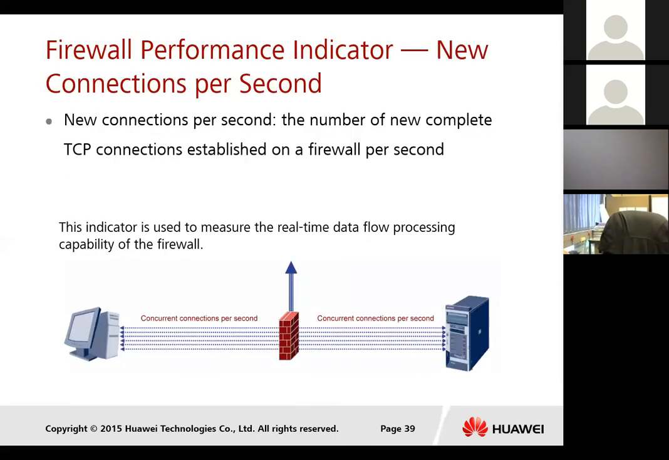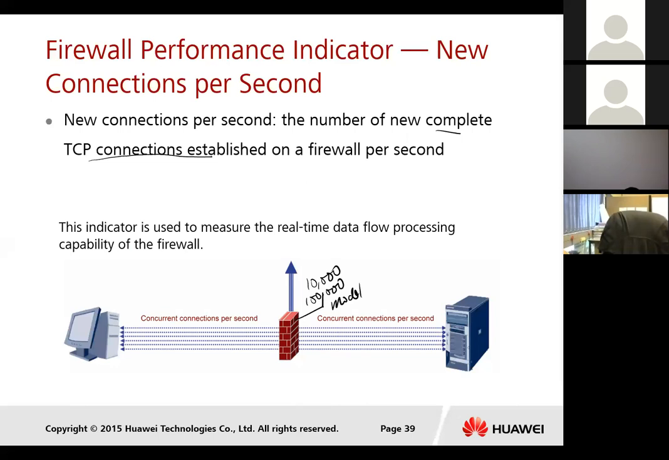And the next one is new connections per second. The number of new complete TCP connections established on the firewall per second. So how many connections can they have per second? This indicator is used to measure the real-time data flow processing capability of the firewall. So it means they calculate how many sessions in total you can have throughout the firewall. It can be 10,000 or 100,000. This also depends on your model. Different models can support more connections. The connection they base the calculation on is always a complete TCP connection established.